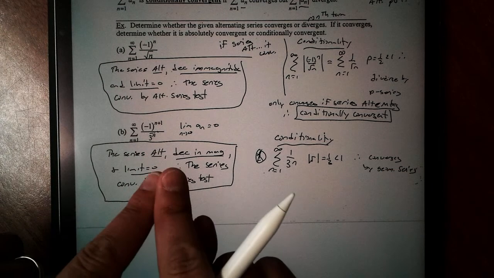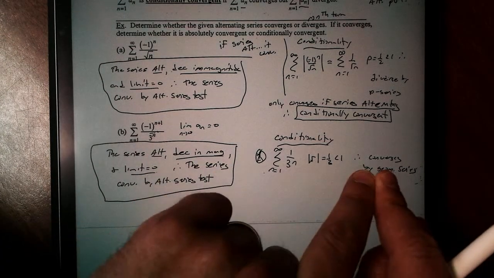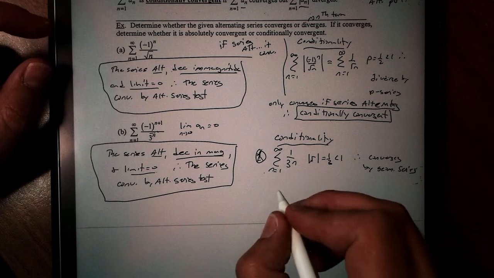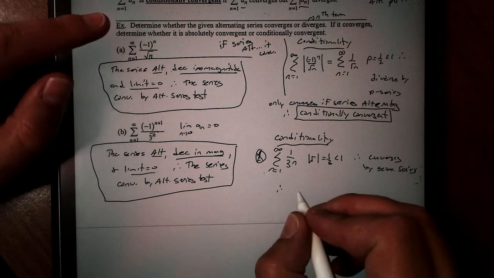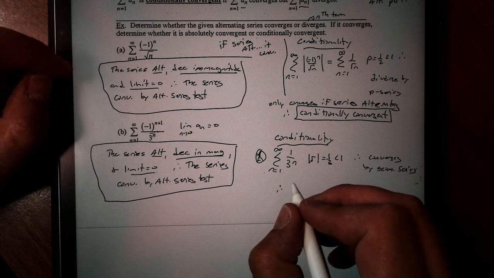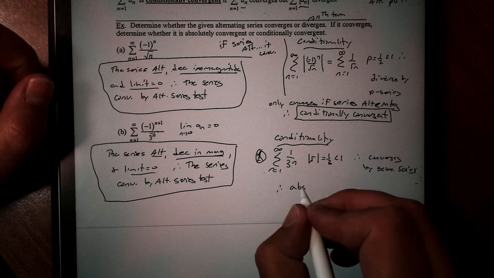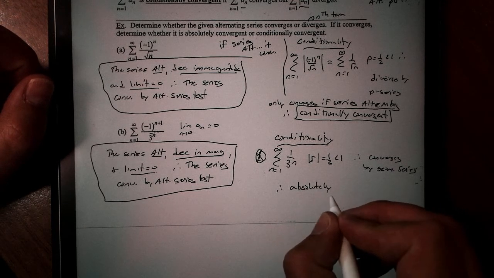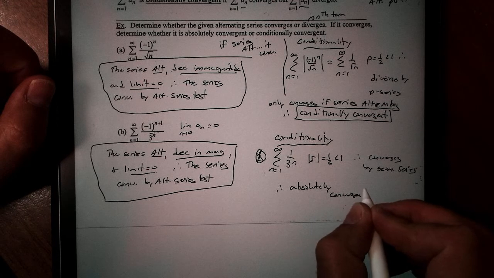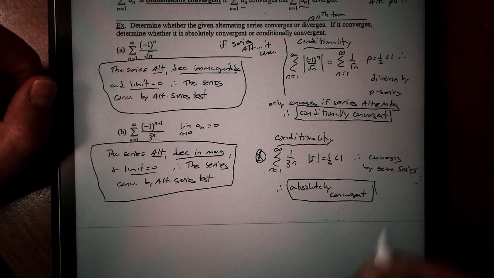So here, it converges if it alternates and converges if it does not alternate. Therefore, this is called absolutely convergent. And there we have it.